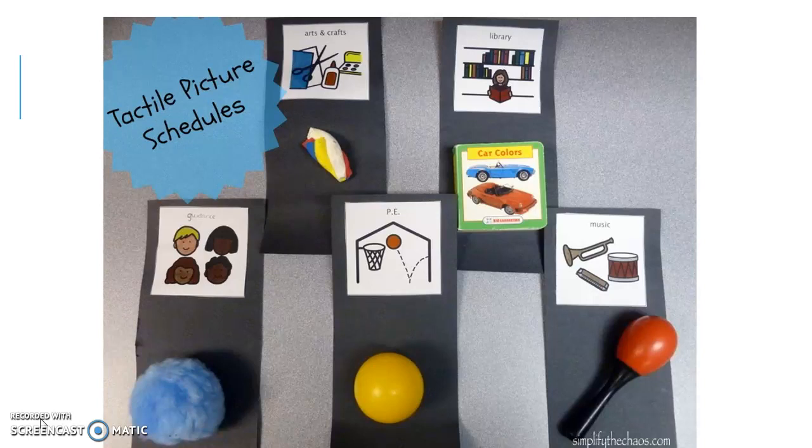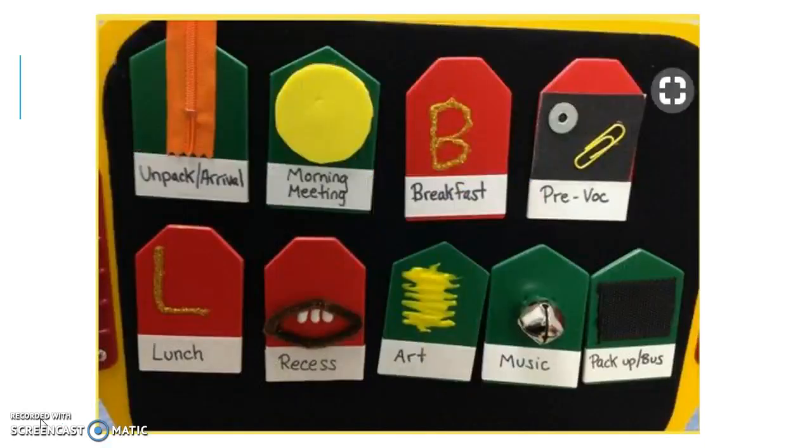For library, there's a mini book. For a guidance lesson, there's a fuzzy ball. For PE, there's a ball. For music, it's a representation of a maraca. Looks like a microphone, a maraca.